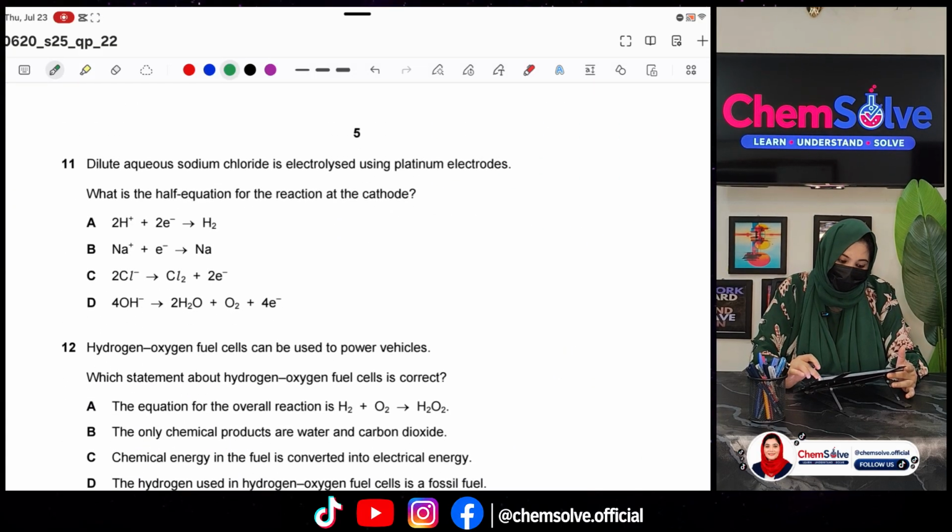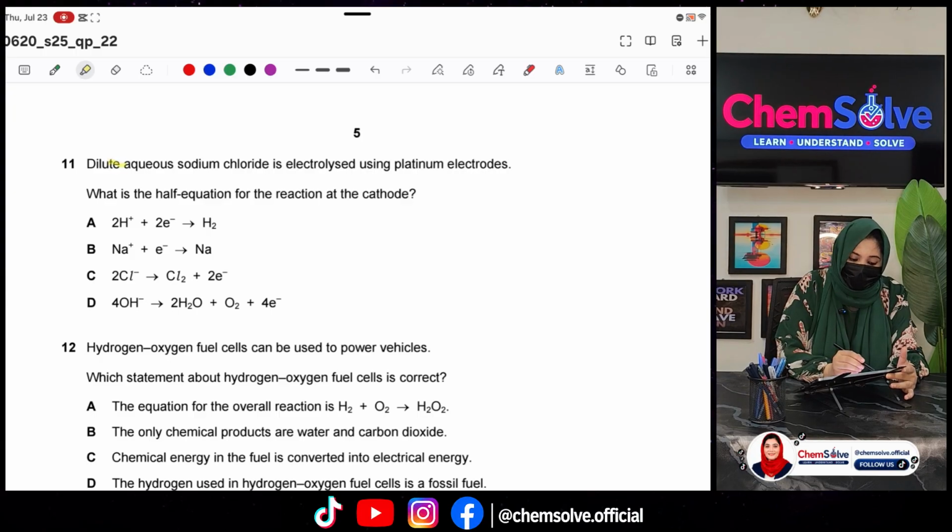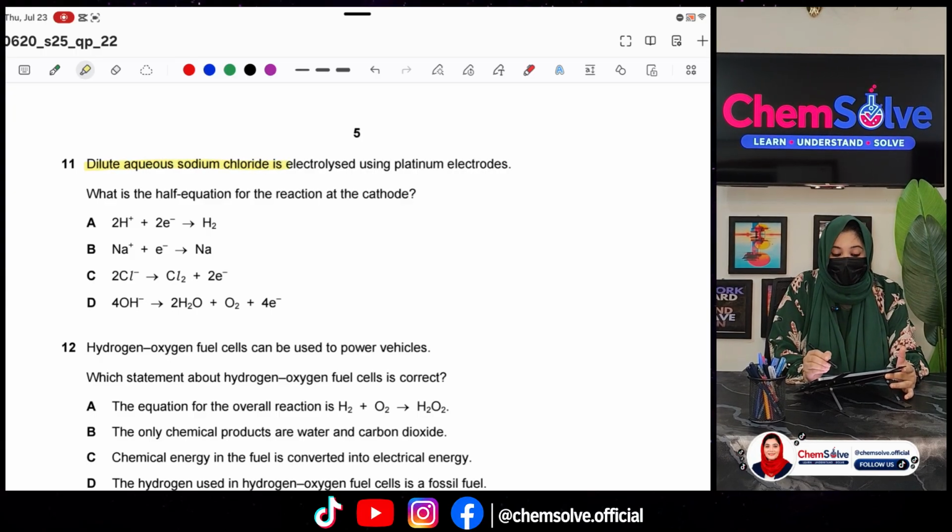Okay, so now let's move towards question number 11. Question number 11 says dilute aqueous sodium chloride. What is the electrolyte? Dilute aqueous sodium chloride. Okay. So using the platinum electrode, that is of course the inert electrode.